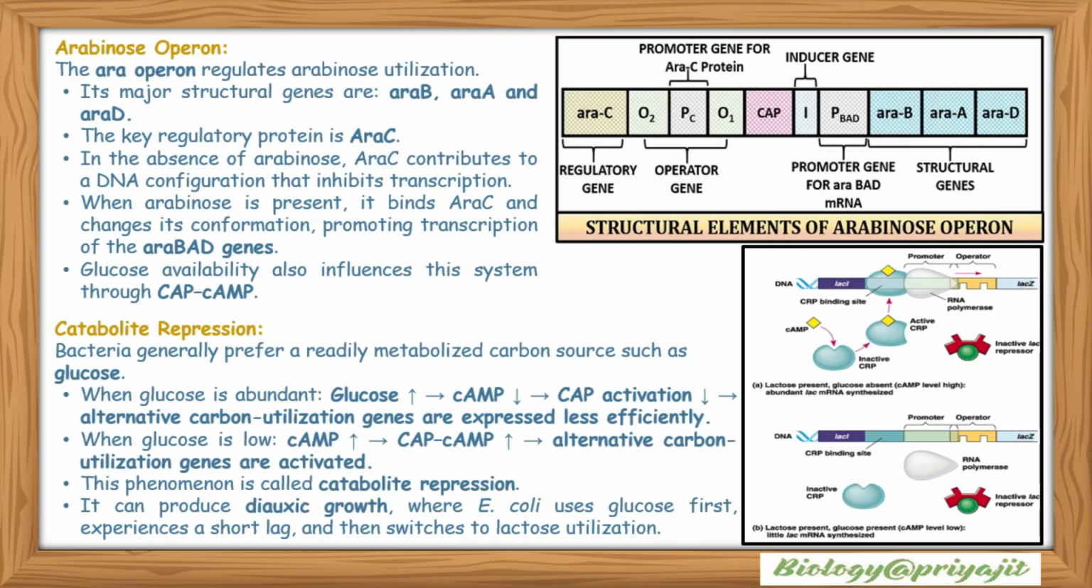Catabolite repression. Bacteria generally prefer a readily metabolized carbon source such as glucose. When glucose is abundant, cyclic AMP decreases. So the CAP, catabolite activator protein, activation will also decrease. Alternative carbon utilization genes are expressed less efficiently. When glucose is low, cyclic AMP will be increased, then the CAP-cAMP complex will be increased and alternative carbon utilization genes are activated. This phenomenon is called catabolite repression. It can produce diauxic growth. When E. coli uses glucose first, it experiences a short lag and then switches to lactose utilization.